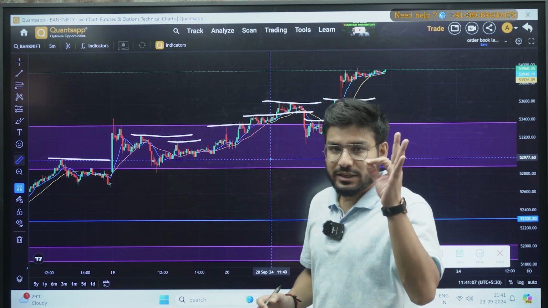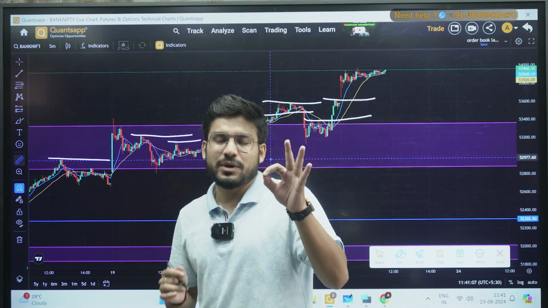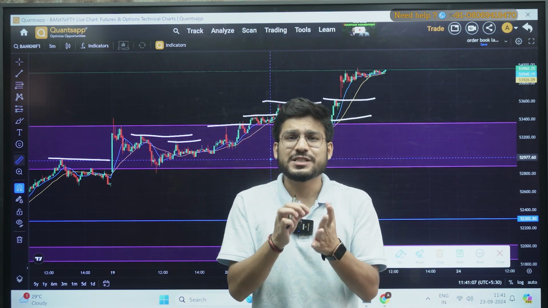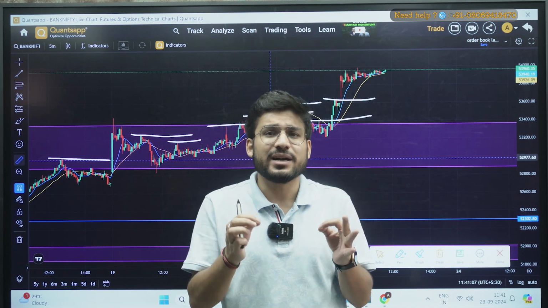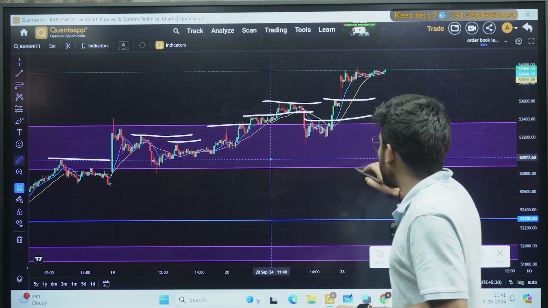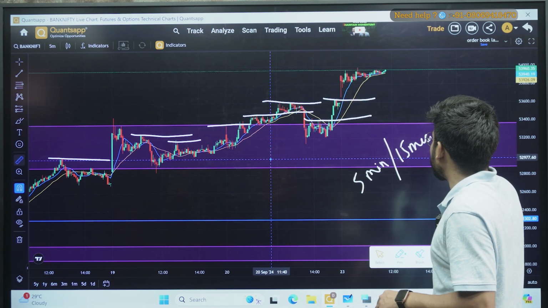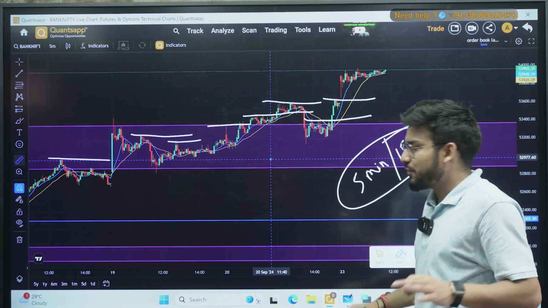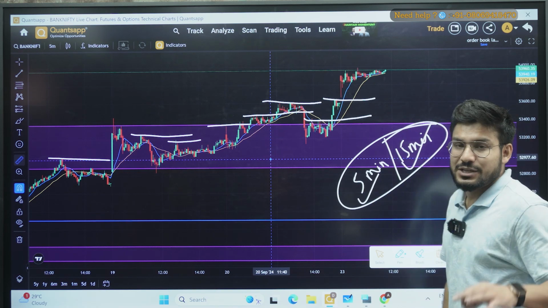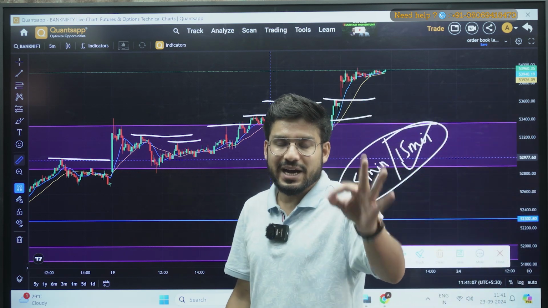So for that you should always keep in mind to make your support and resistance at a higher time frame. For example, if you're trading on the 5-minute or 15-minute time frame, make sure to draw the support and resistance at a higher time frame.